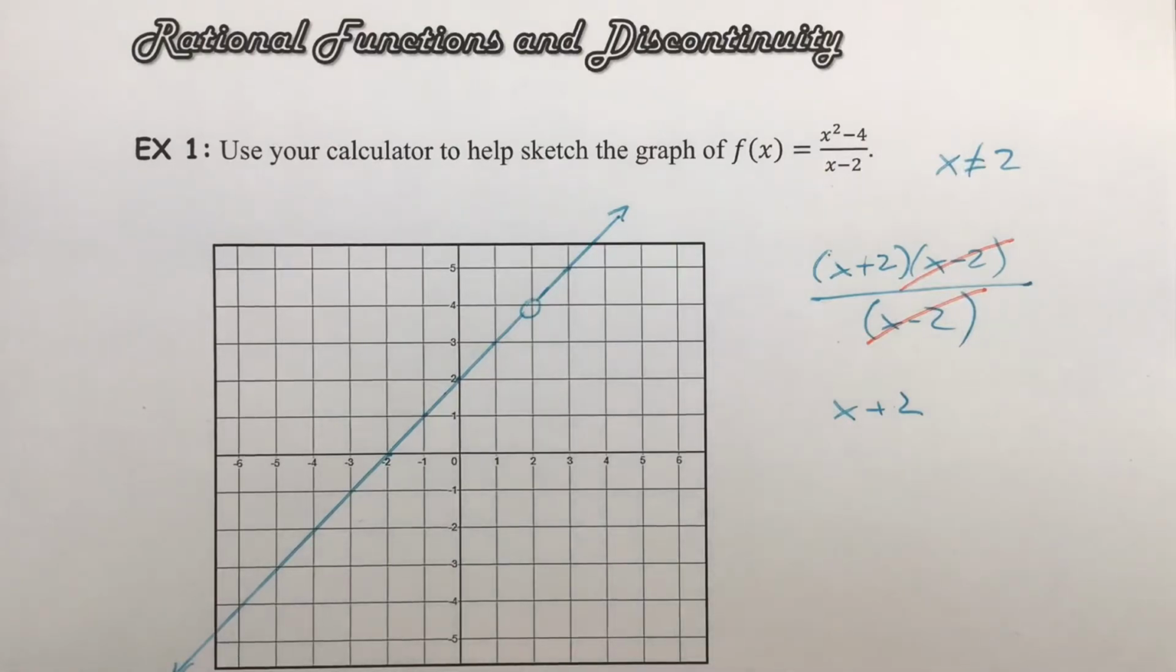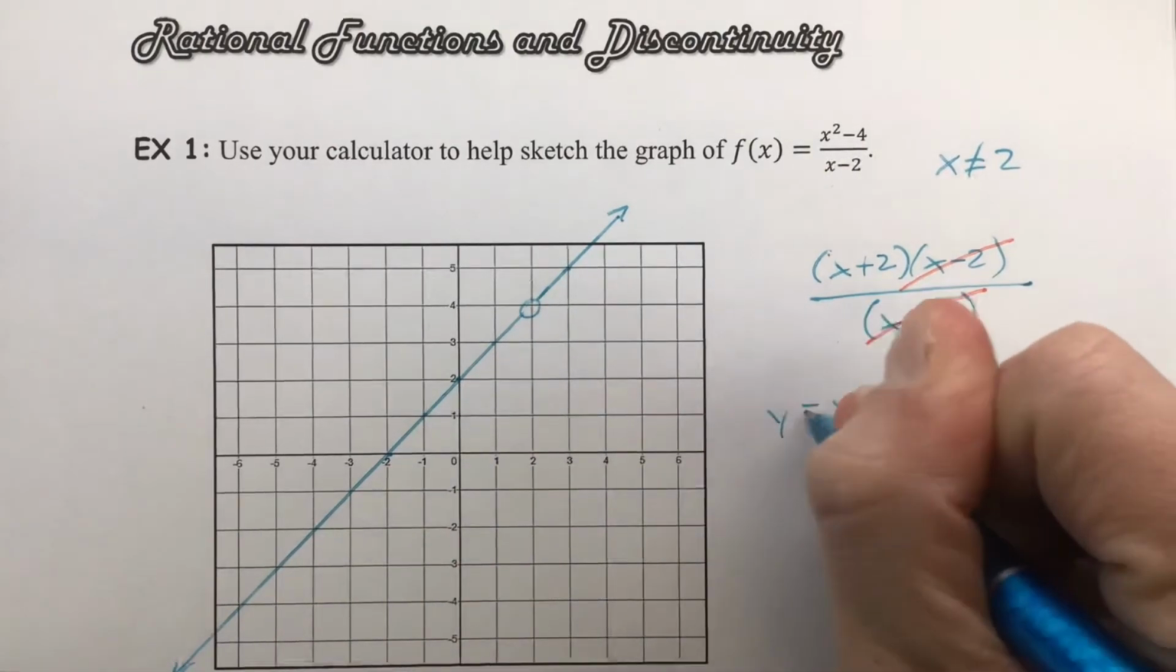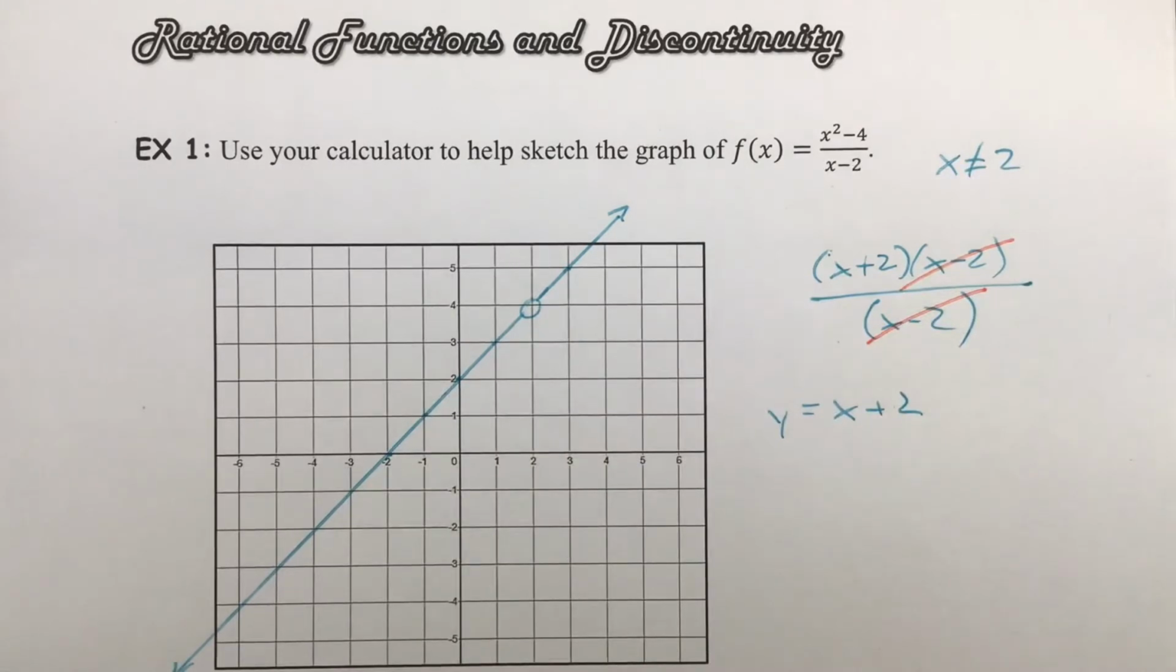Overall, the graph appears just to be a line, which would be y equals x plus 2, except it doesn't exist at that one point. You actually have a hole.